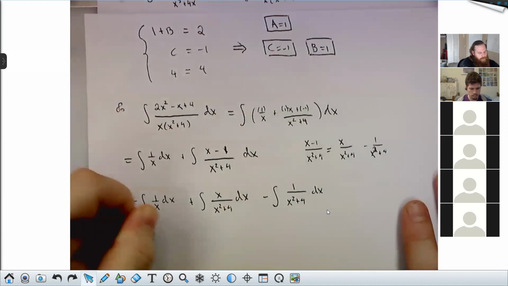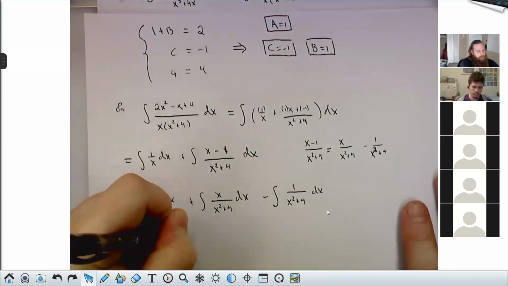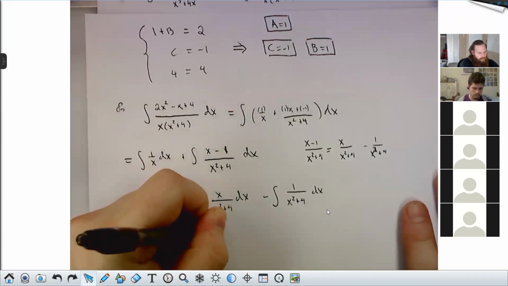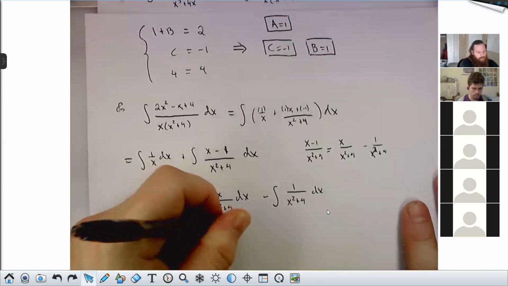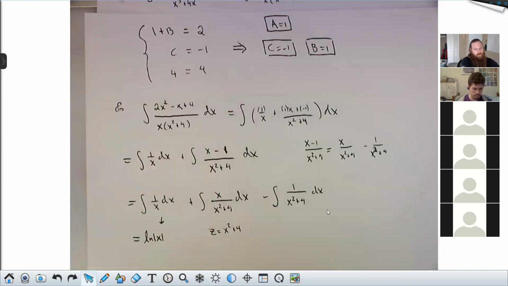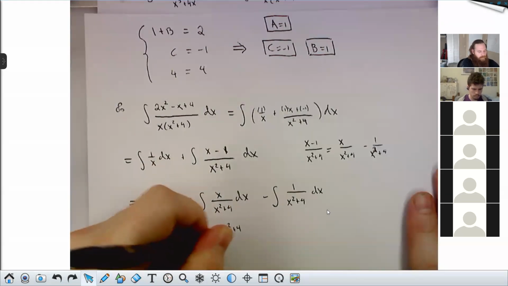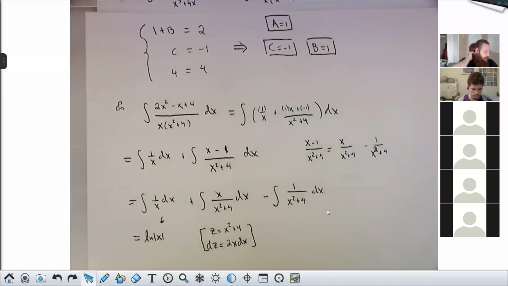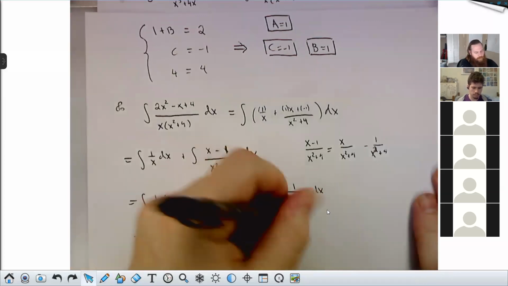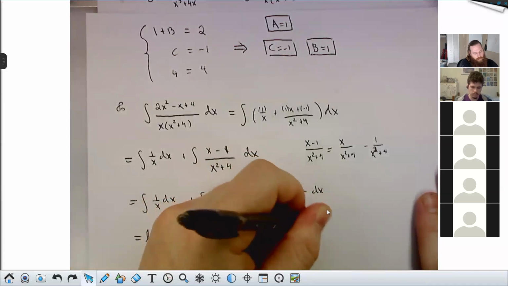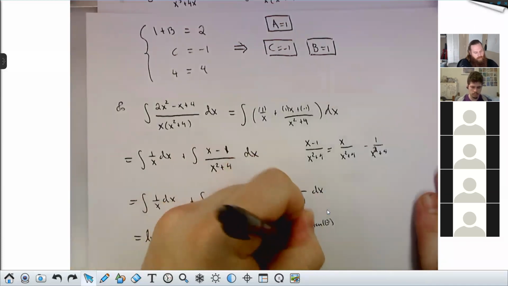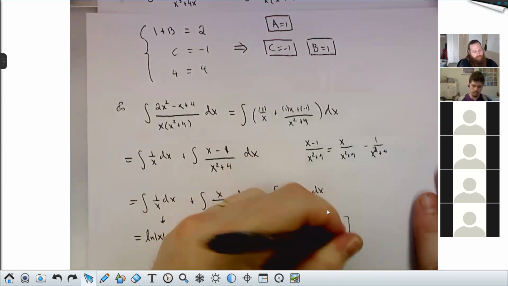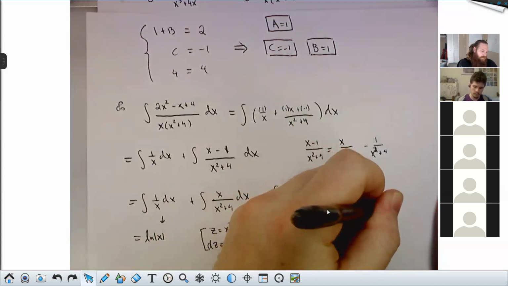This piece is ln absolute value of x right away. This piece requires the substitution z equals x squared plus 4. It will be a natural log, but it's not super obvious. dz then is 2x dx. And over here, if you haven't proved that formula, then you need to substitute x equals 2 tangent theta. It's a trig sub, so dx would be 2 secant squared theta d theta. Or use the formula I asked you guys to prove.